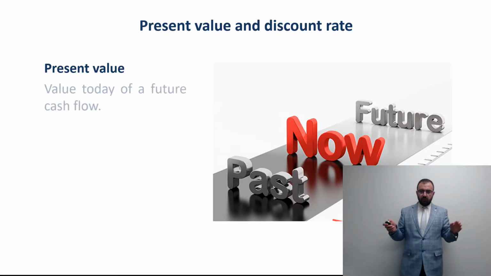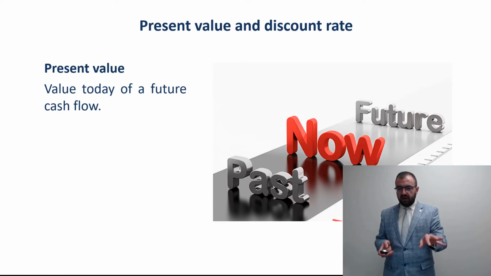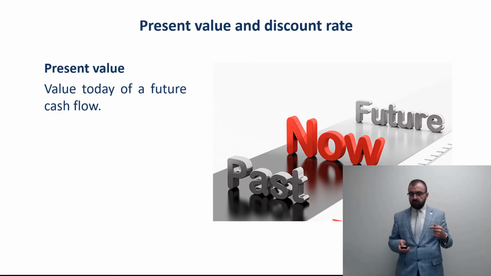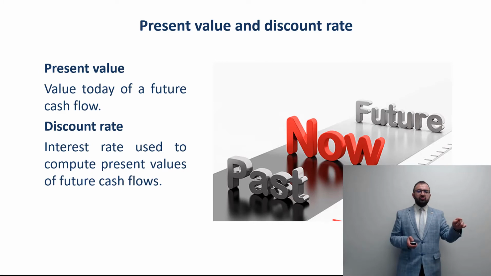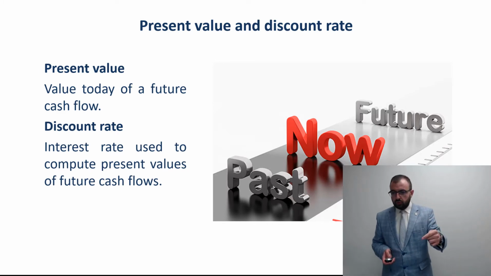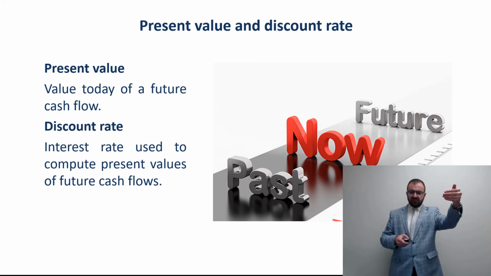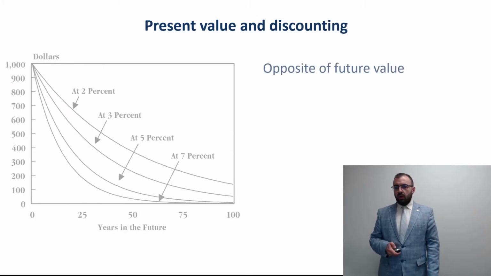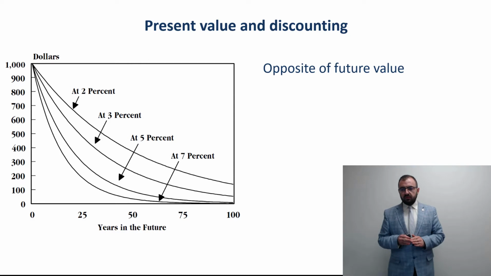Okay? So, important components here: present value is the value today of future cash flows, and discount rate is the interest rate that we use to compute present values of the future cash flows. So we discount future cash flows to the present and understand how much those future cash flows are worth today. As you realized, present value is opposite of future value.